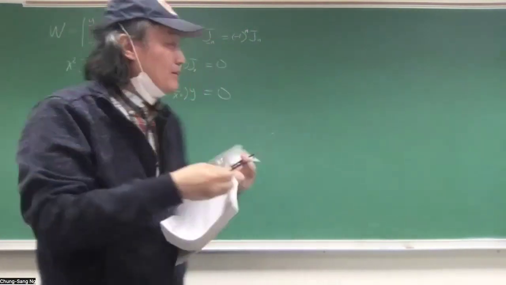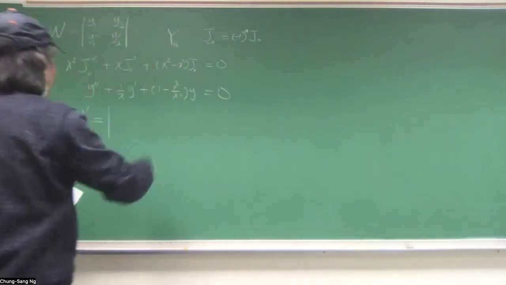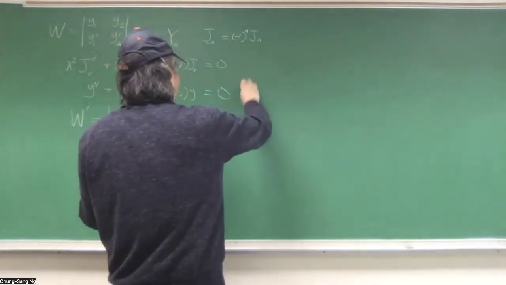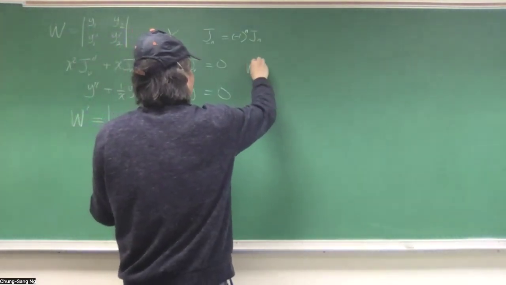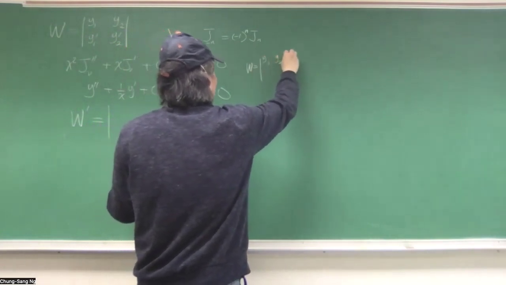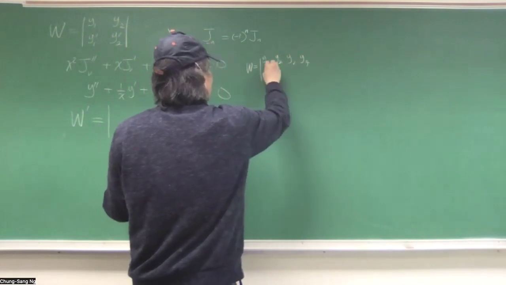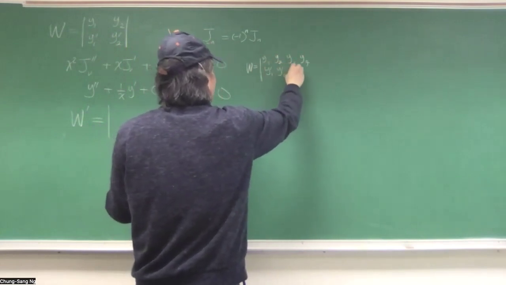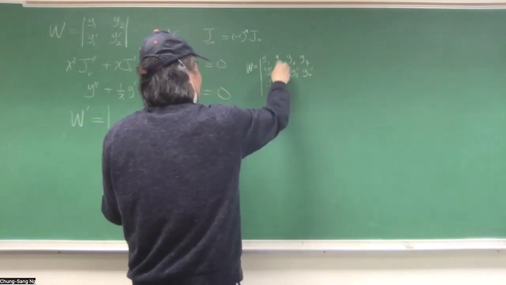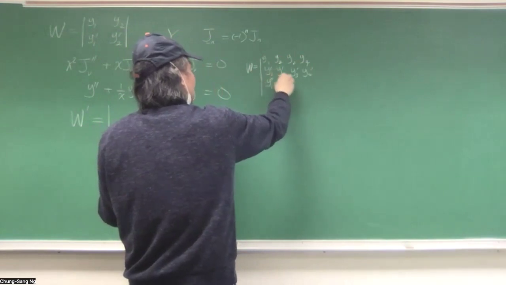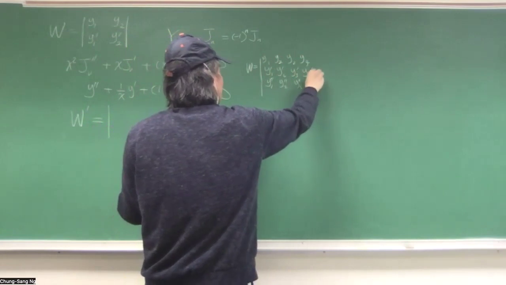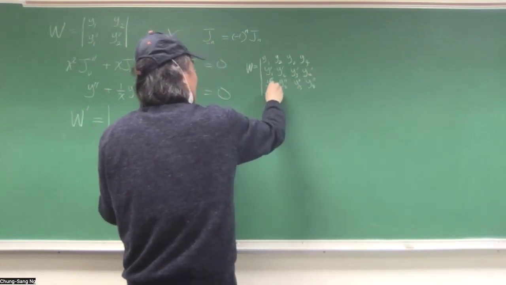You can do that. If this differential equation is fourth order or fifth order, then the Wronskian becomes a fourth-order determinant: y1, y2, y3, y4, y1 prime, y2 prime, y3 prime, and so on. Just write down the Wronskian, with y double prime, triple prime.